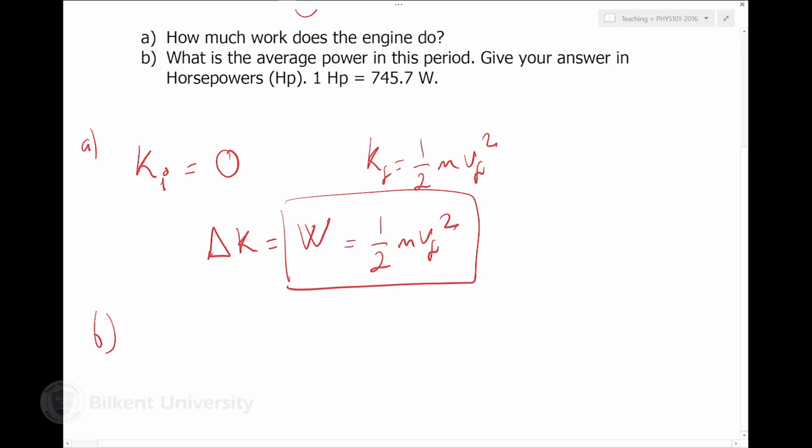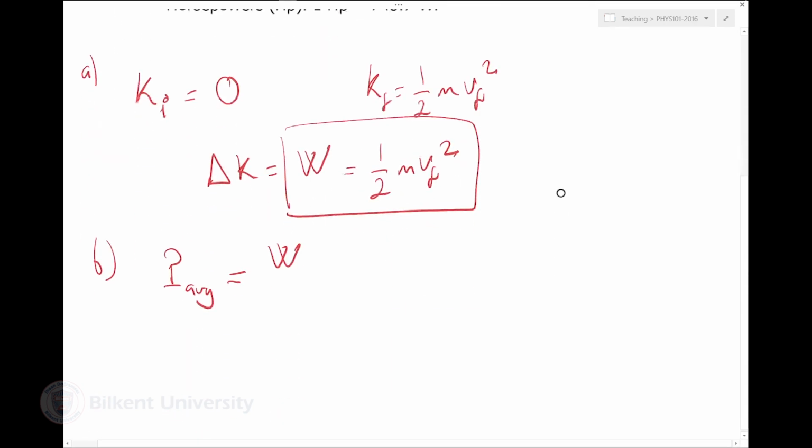What was our definition of power? Power was work done per unit time. So the average power will be work done divided by delta t, which is 6 seconds. So that's going to be the answer.